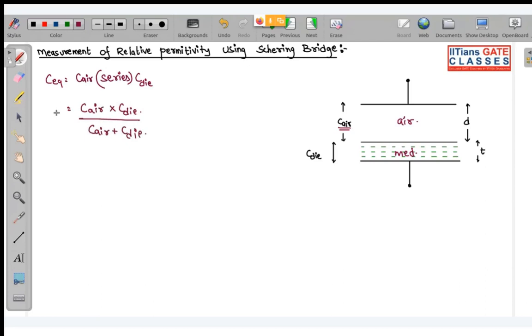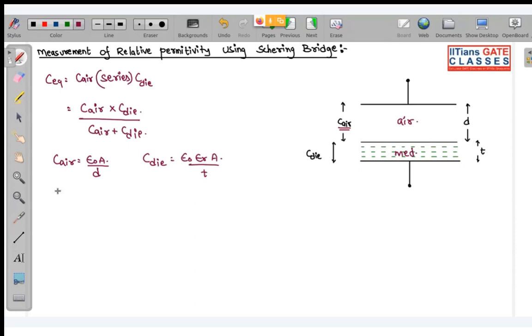Is it clear? So now C air I can write as epsilon naught A by D. So here this is D. What about C dielectric? I can write it as epsilon naught into epsilon R A by T, because this is the distance between these two plates. Tell me, up to this point, is it clear?